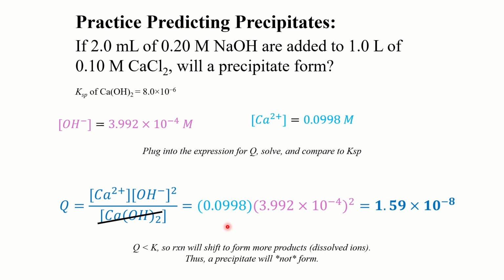Because Q is less than K, this means the reaction is going to shift to the right to form more products. Since you are shifting towards the side with the dissolved ions, a precipitate will not form. And so that would be the final answer to this question here.